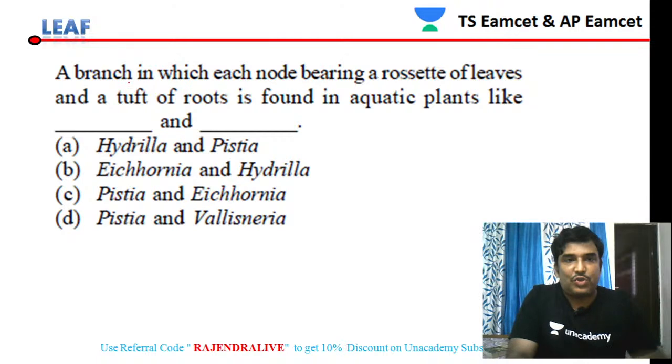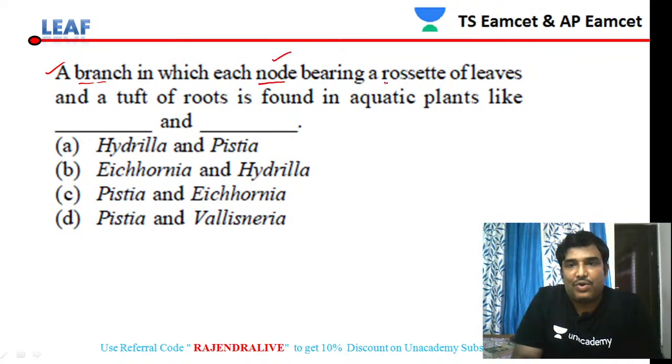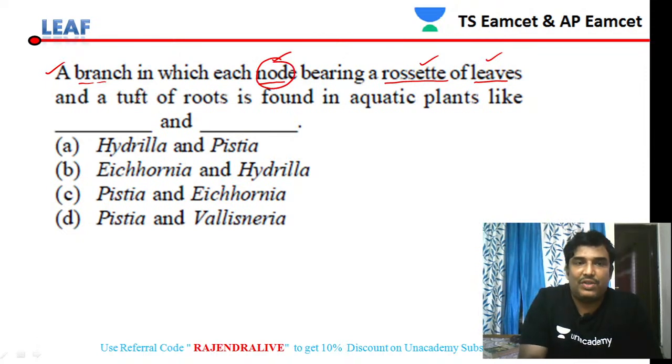So let us see the first question. A branch in which each node bears a rosette of leaves. So each branch is bearing leaves produced at the nodes, a rosette of leaves and a tuft of roots. So a tuft of roots is found in aquatic plants.